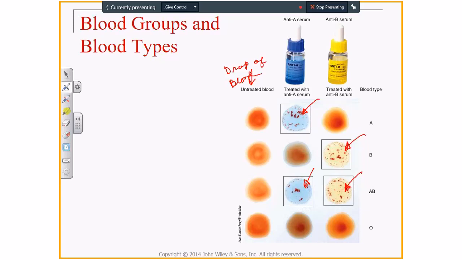So if you're clumping with anti-A serum, you will be blood type A. If you clump with anti-B serum, you will be B. If you clump with both of them, you will be AB. And if you don't clump with anybody, you will be type O.